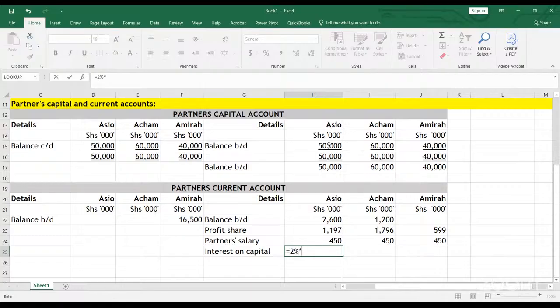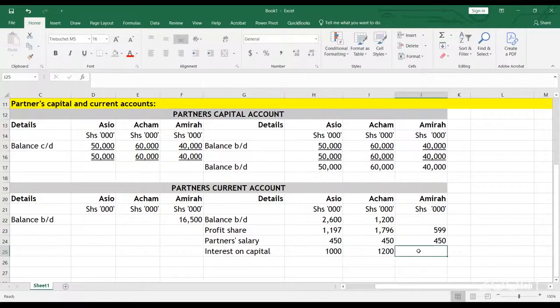So our CEO's capital was 50. That will give us 1,000. Then 2% of Achami's capital. Achami's capital was how much? It was 60. That is 1,200. Then 2% of the capital of Amira, that was 40, giving us 800. That is the interest on capital.